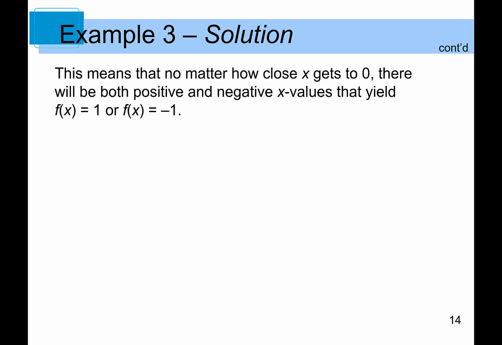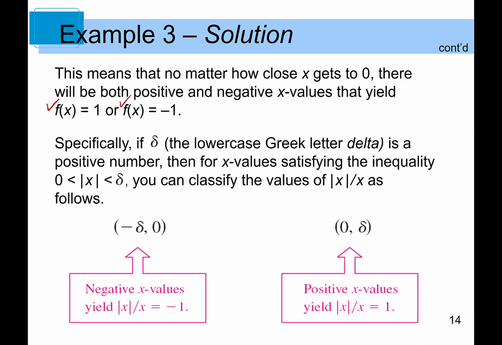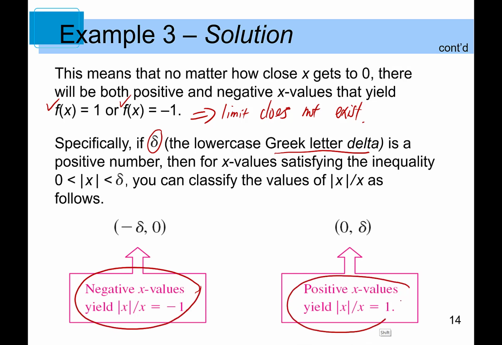This means that no matter how close x gets to 0, there will be both positive and negative x values that yield f of x equals 1 and f of x equals negative 1. So that means the limit does not exist. Basically, this is what they call delta. It's the Greek letter delta. Delta is a positive number. For x values satisfying the inequality 0 less than absolute value of x less than delta, you can classify the value of absolute value of x over x as follows. Negative x values yield negative 1, and positive x values yield positive 1.